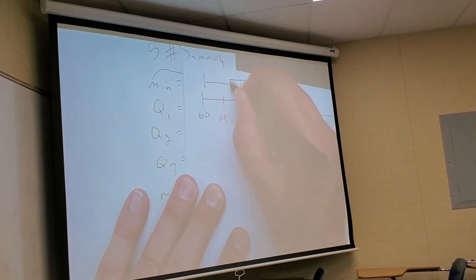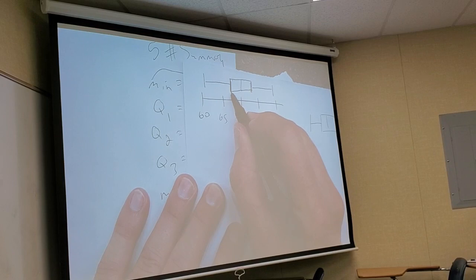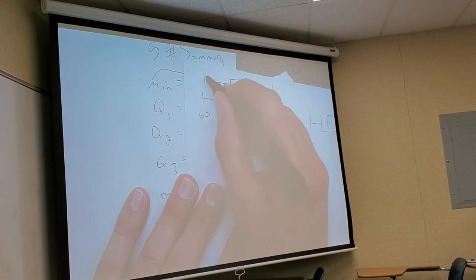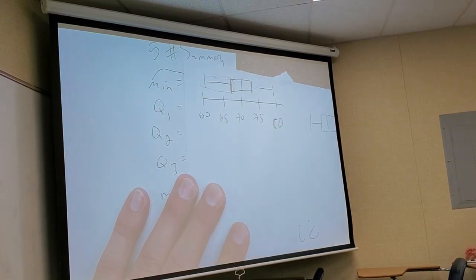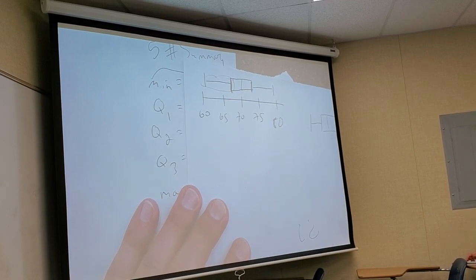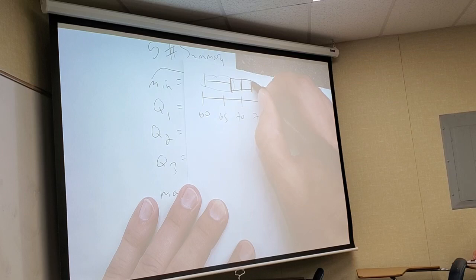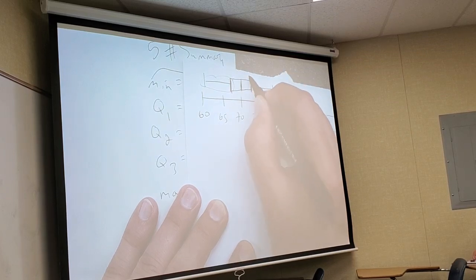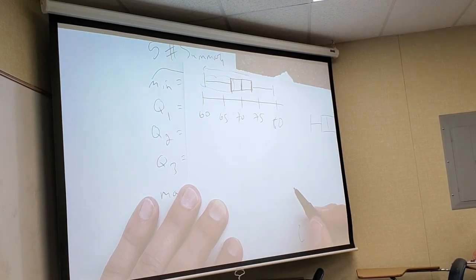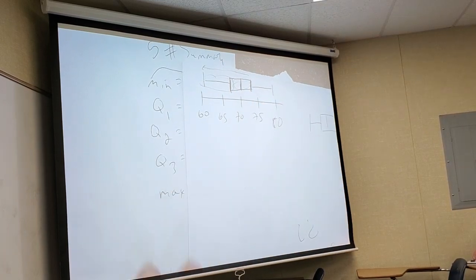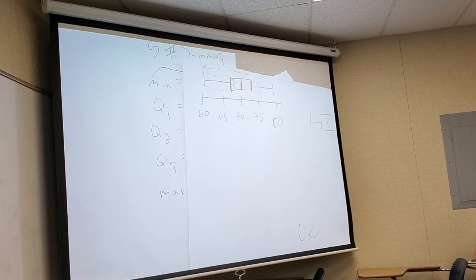What does this line here mean again? That's Q1. What percent is below that? That's 25%. That's what Q1 means, correct? What is this line? What percent is below this line? 75%. So what's in the box? 75 minus 25. Is everybody cool with that?